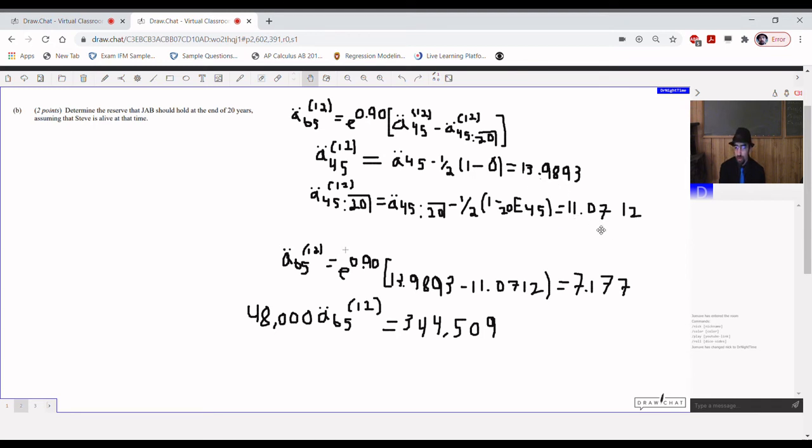Crunch those numbers together. You get that one of them is 13.9893, the other is 11.0712. We take the difference, we multiply it by the discount factor, because remember, the values with the 45s in them are saying current value, looking at something that's going to be happening 20 years in the future. So the reserve you need to have 20 years into the future better account for that interest factor. All right, we crunch the numbers there. We get 7.177. Multiply that by the 48,000 a year, and we get 344,509.